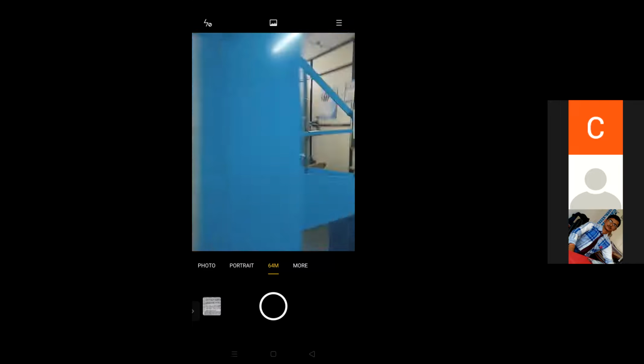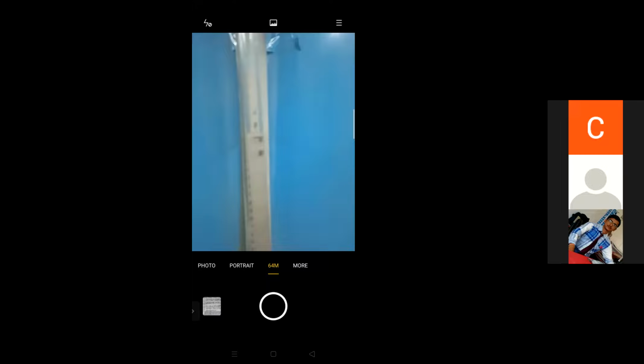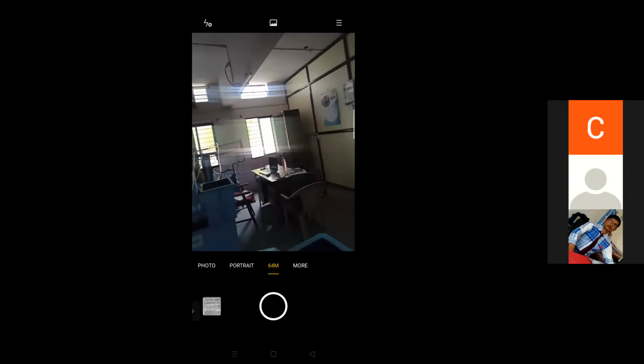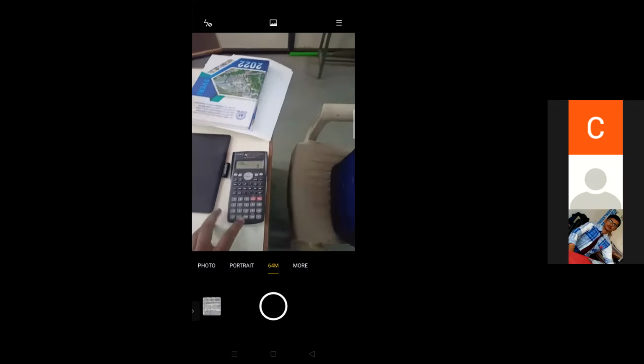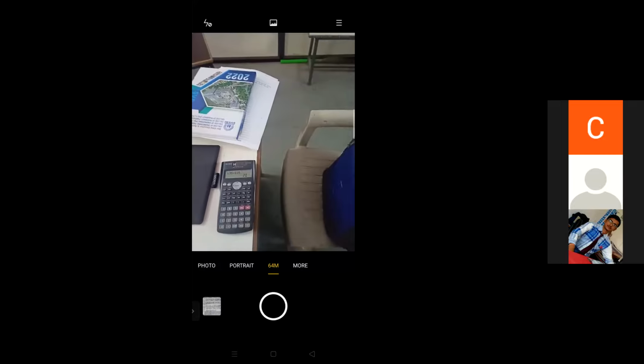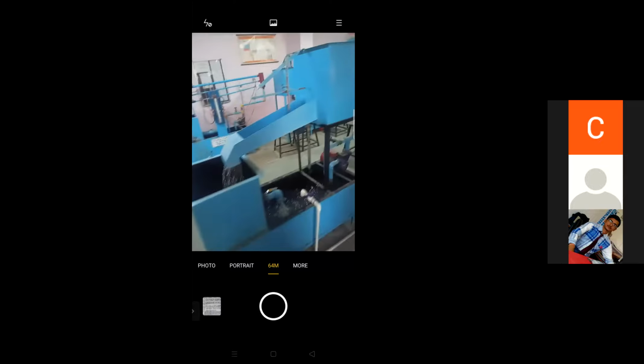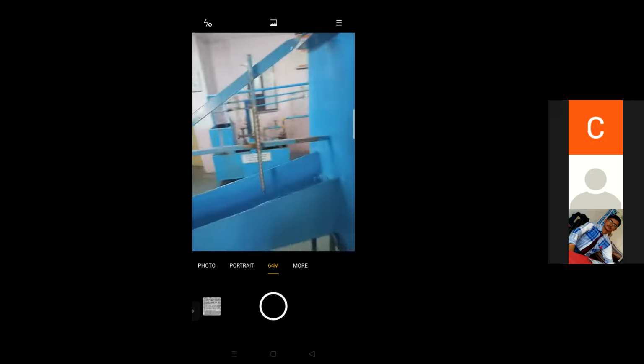Let me check it. It is just 180. 135 minus 115. It is coming 20 mm or 0.02 meter. Right. So let us now measure the discharge. I will close this.